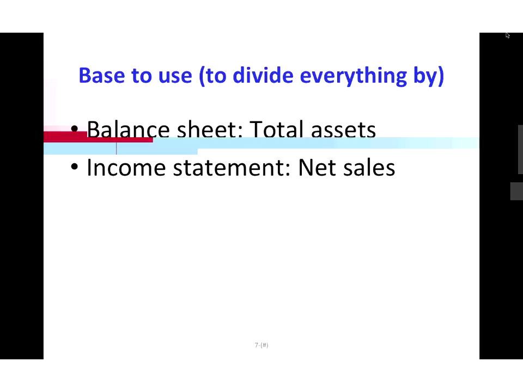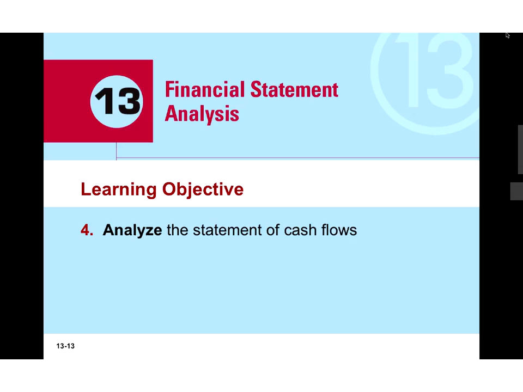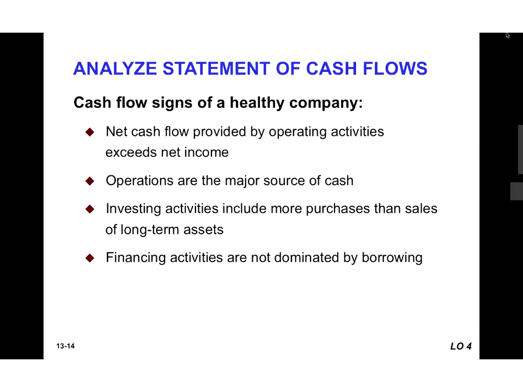Okay, so what we're going to be doing is we're going to go through several ratios today. You need to know what group the ratios are in and what direction they go. But before we get there, the cash flow signs of a healthy company. So chapter 13, chapter 12, we're on chapter 13 now.